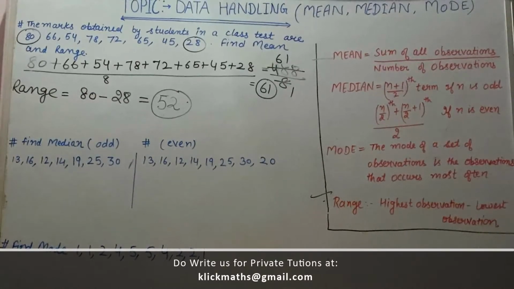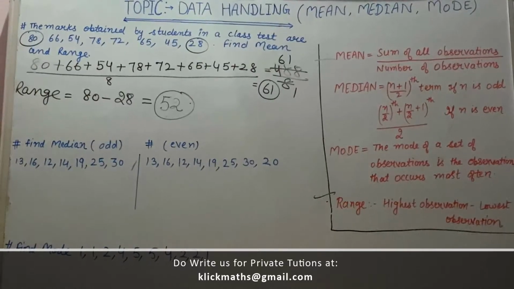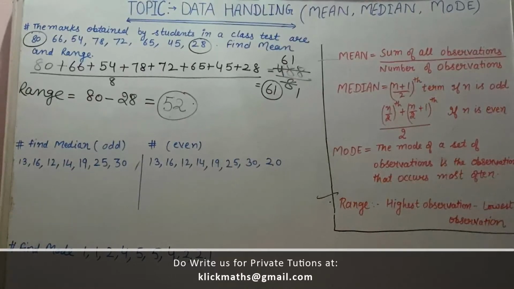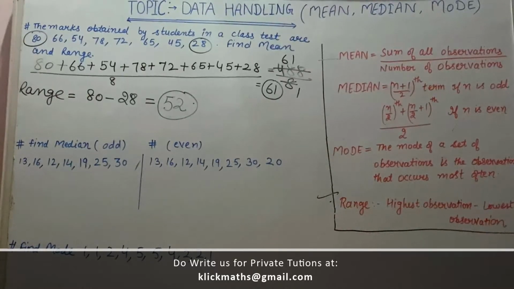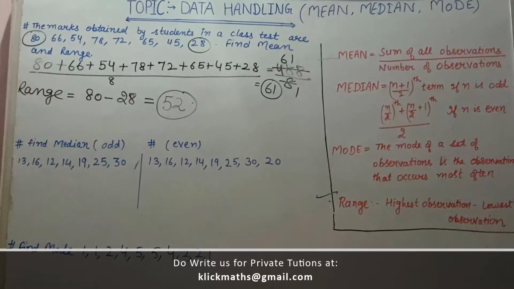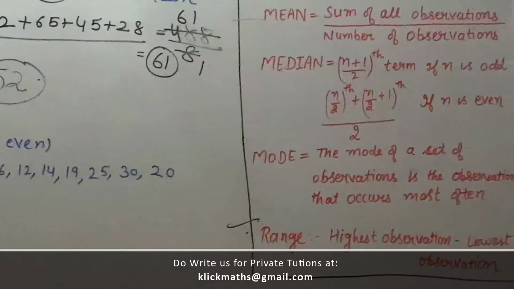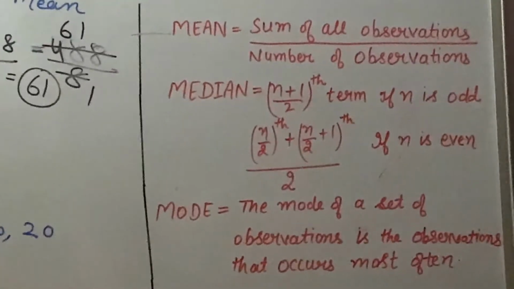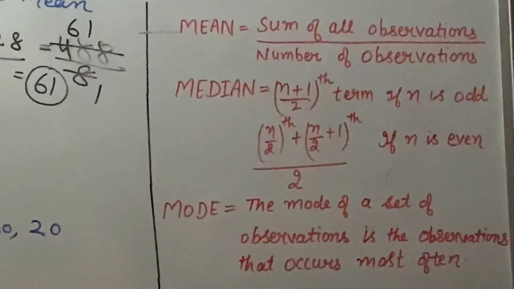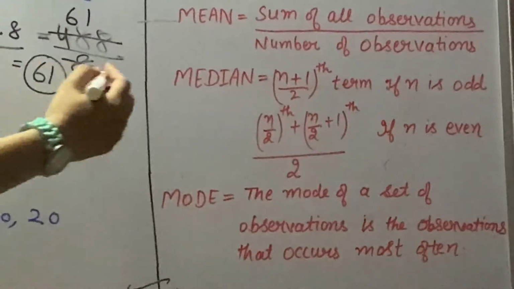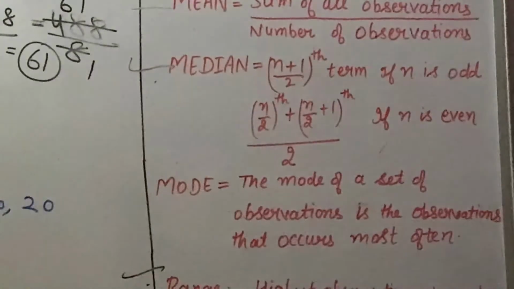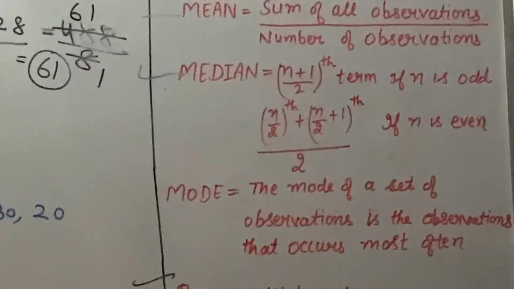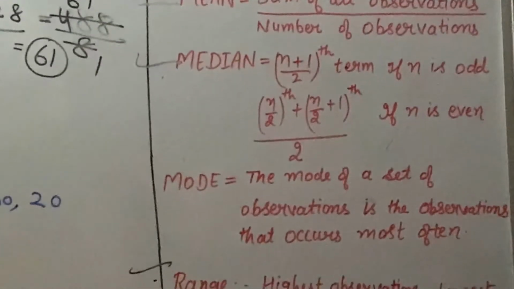Second is median. What is the formula to find out the median? Here we have two formulas: when n is an odd number and second, when n is an even number. What is n? N stands for the number of terms. When the number of terms is odd, then the (n plus 1) by 2 th term is the median. And when n is even, then the (n by 2) th term plus the (n by 2 plus 1) th term, divided by 2, is the median.